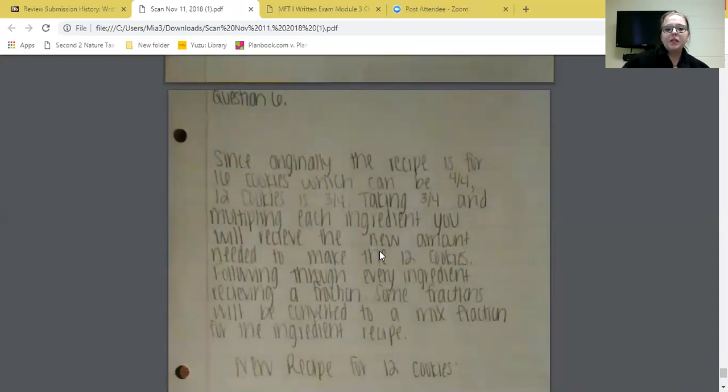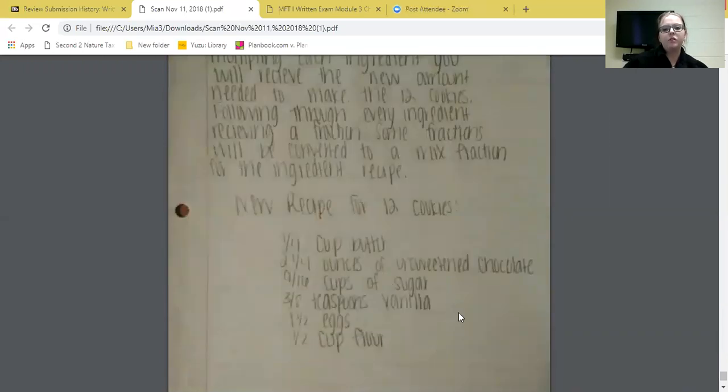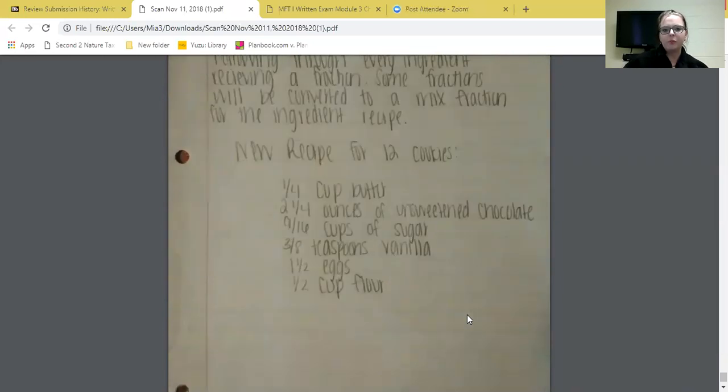Since originally the recipe is for 16 cookies, which can be 4/4, 12 cookies is 3/4. Taking 3/4 and multiplying each ingredient, you will receive the new amount needed to make the 12 cookies. Some fractions will be converted to a mixed number for the recipe. So the new recipe for 12 cookies will be 1/4 cup of butter, 2 1/4 ounces of unsweetened chocolate, 9/16 cups of sugar, 3/8 teaspoon vanilla, 1 1/2 eggs, and 1/2 cup of flour.